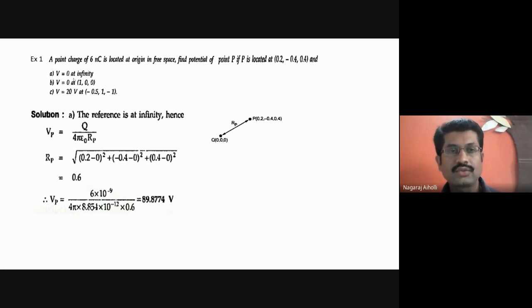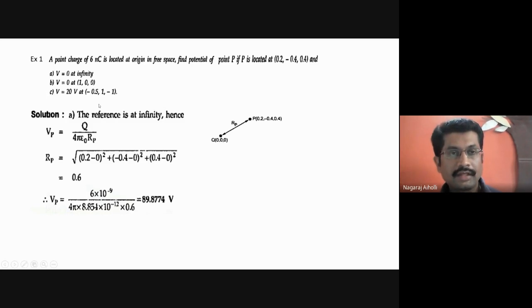It is the usual condition that we know, that is at infinity the reference potential is 0 volts. Next, the second condition: V is 0 at (1, 0, 0). They have given one more condition, that the coordinate given is (1, 0, 0) and V is equal to 0 at this particular coordinate. That is, the reference is at (1, 0, 0) with potential 0 volts. Then what will be the value of potential at P?